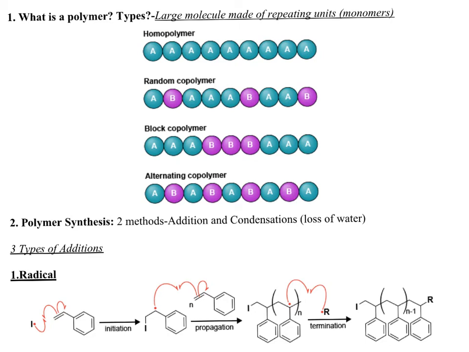So polymers are large molecules made up of repeating units called monomers. If it's only one type of monomer, that's called a homopolymer, so it's just one thing repeating over and over again. If you have two monomers, they can come in a couple different ways. Random, so the second monomer comes in randomly, random copolymer, called copolymers now. A block copolymer means the two monomers are getting in groups, so blocks, or they can be an alternating copolymer, AB, AB, AB, every other one.